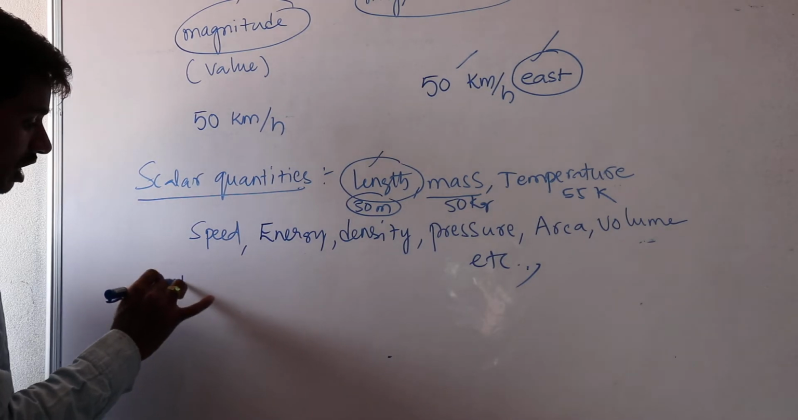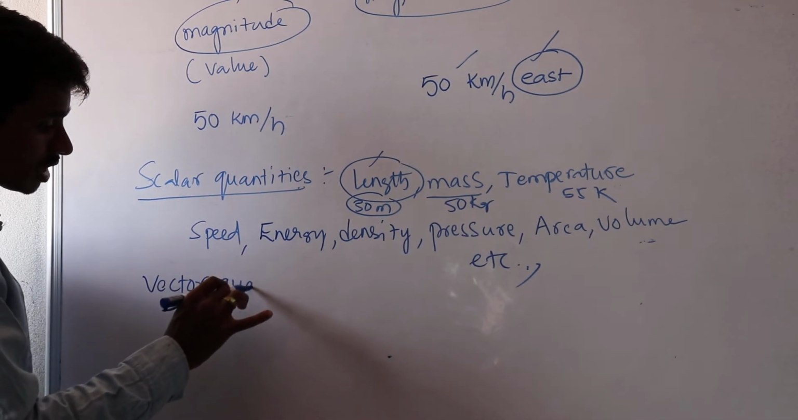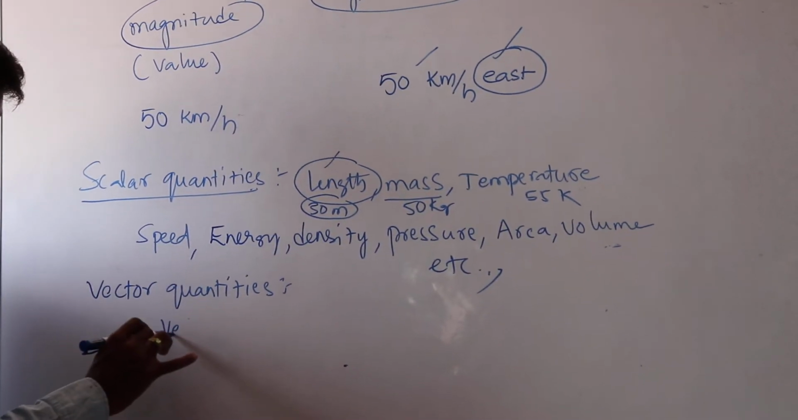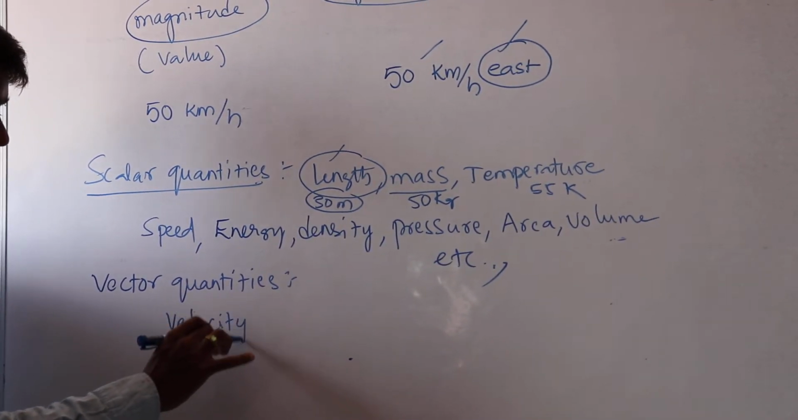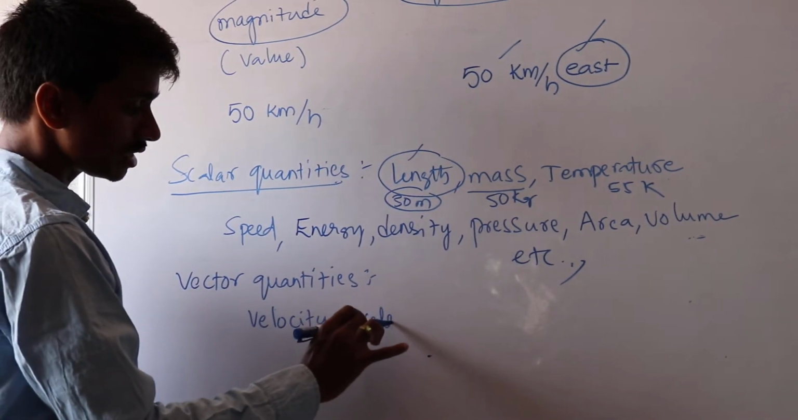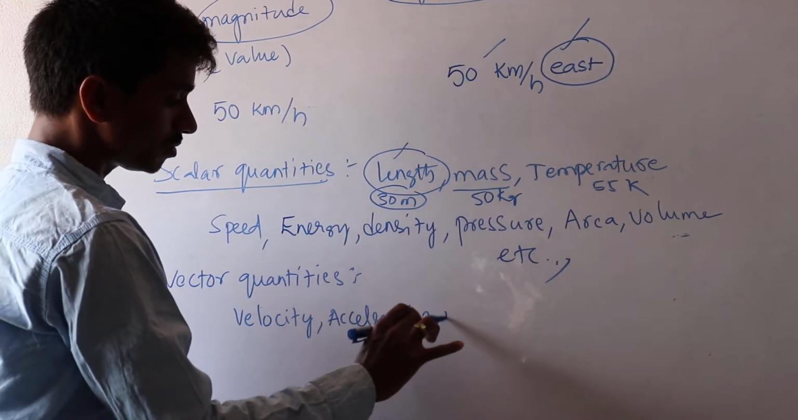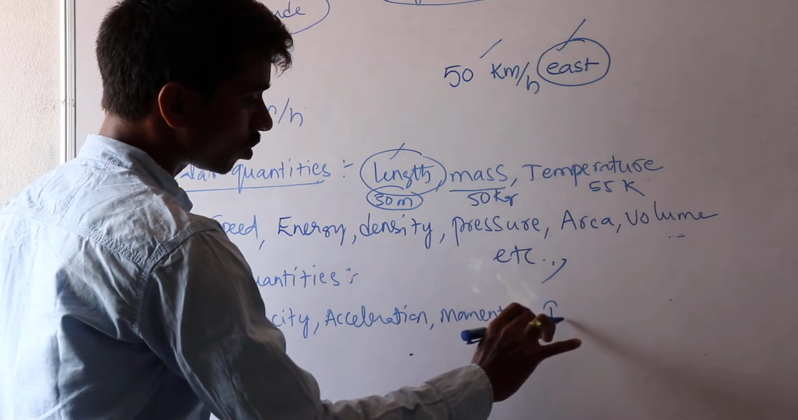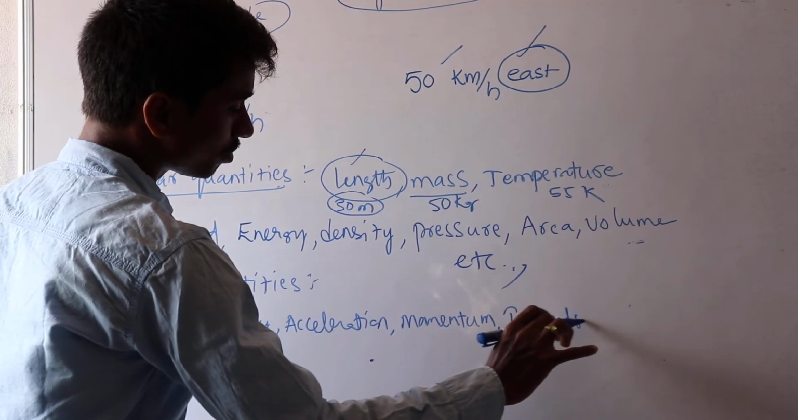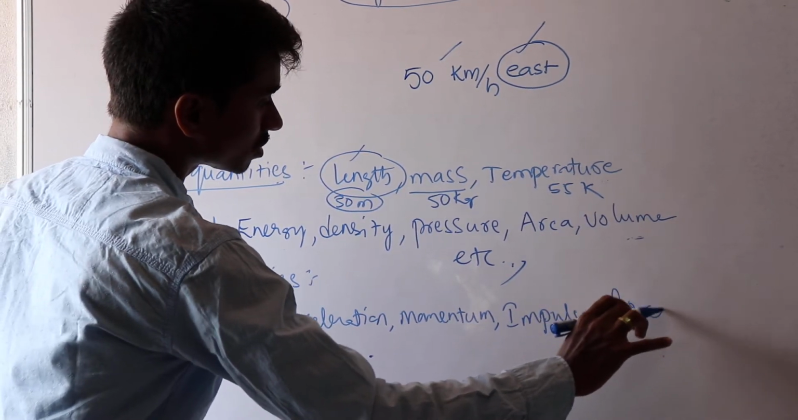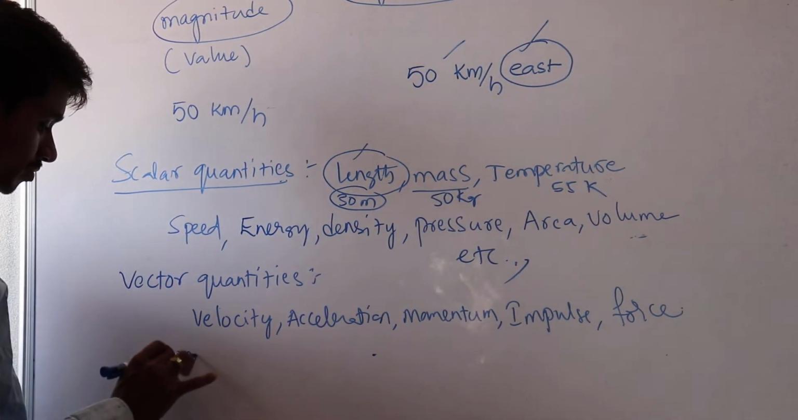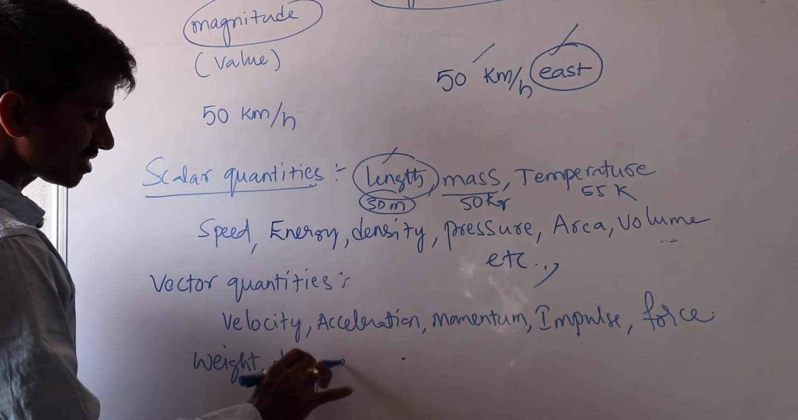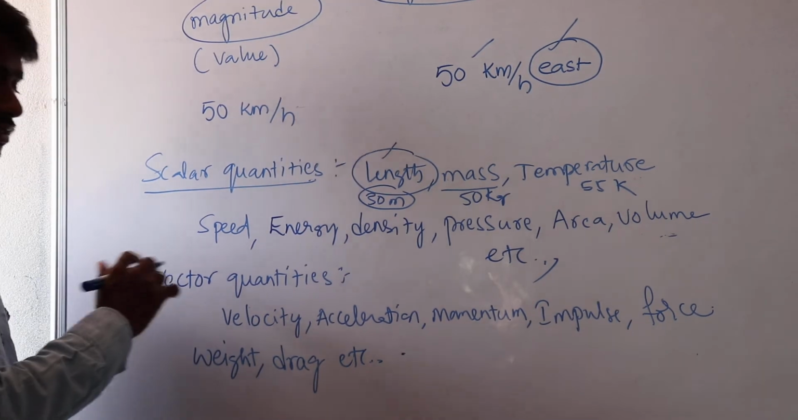In terms of vector quantities, what are vector quantities? Suppose we take velocity as an example: velocity, acceleration, momentum, impulse, force, weight, drag, etc. All these come under the category of vector quantities.